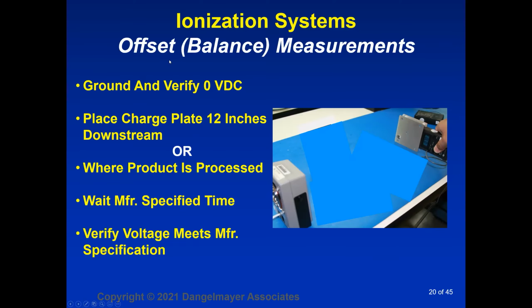Now, if we're going to do our offset balance measurements, once again, we ground the plate, verify it's at 0. We place it 12 inches downstream from the ionizer or where the product is processed, and then wait the manufacturer's specified time. Typically, this is 1 to 5 minutes. 1 minute with all of the ionizers that are nearby, and you might have to wait 5 minutes in a low airflow situation with a pulse DC ionizer on the ceiling of your room. Again, you're going to make this measurement, verify both the manufacturer's specification and your in-house requirements for offset voltage or balance.